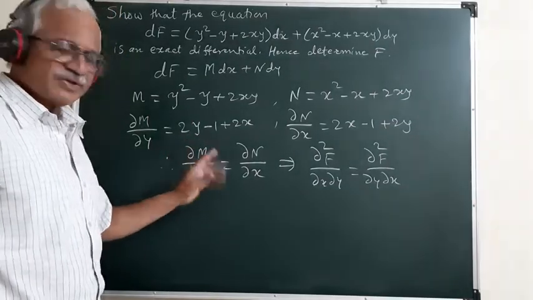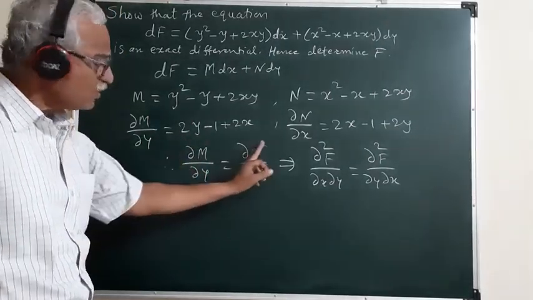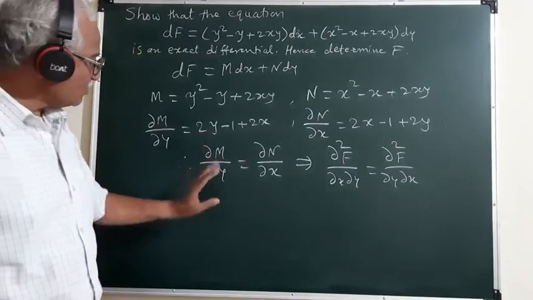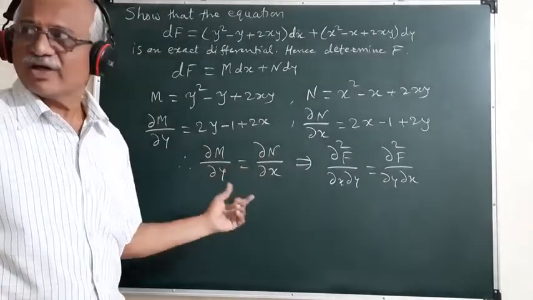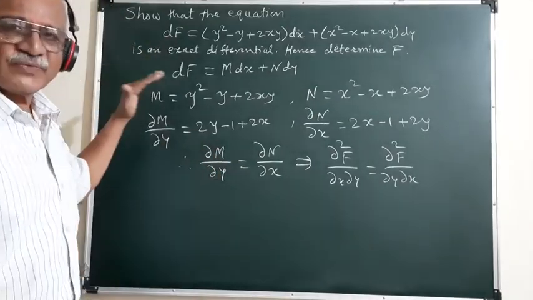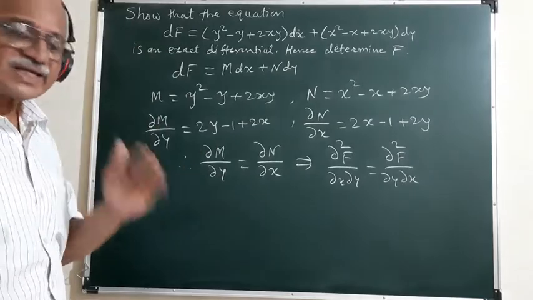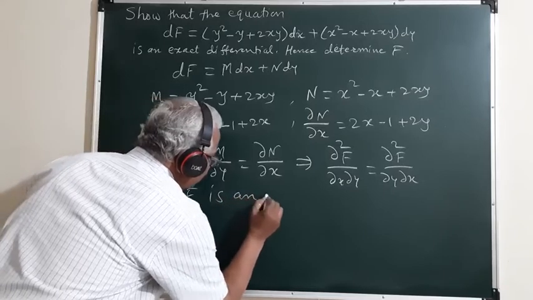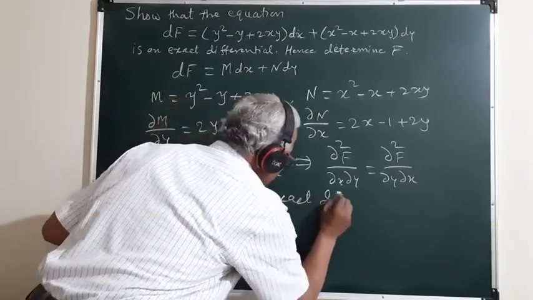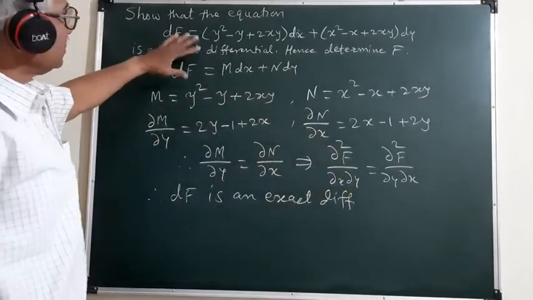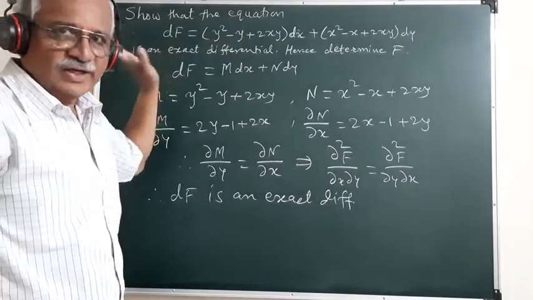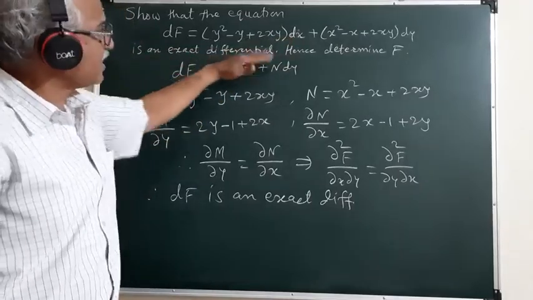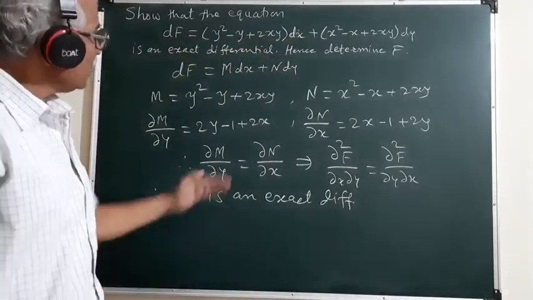Since we observe that dou m by dou y is equal to dou n by dou x, the given total differential satisfies the condition for an exact differential. Therefore we can say that df is an exact differential. So the first part of this given problem is over. We have shown that the given total differential df is an exact differential. Now we want to proceed to the second part.